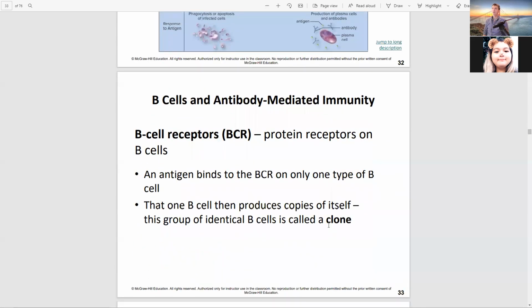So B cell receptors are protein receptors on the B cells. An antigen binds to the B cell receptor on only one type of B cell. That one B cell then produces copies of itself. This group of identical B cells is called a clone.